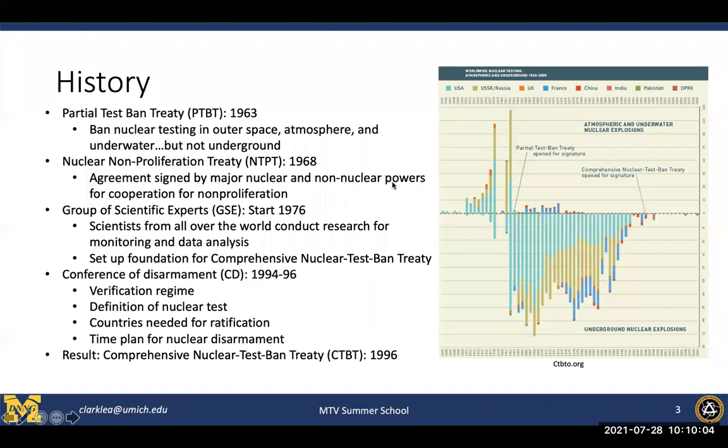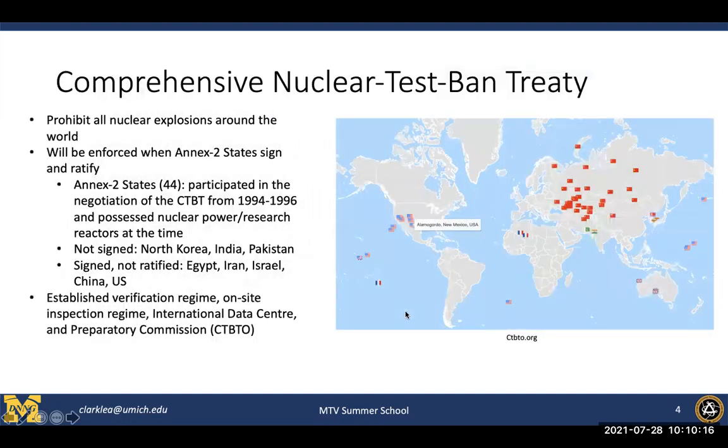But as a result, we have what is called the Comprehensive Nuclear Test Ban Treaty, or as I'm going to refer to it, the CTBT, which was established in 1996. So what exactly is the CTBT? Well, it basically prohibits all nuclear explosions around the world, including testing. From 1945 to 1996, there were actually over 2,000 nuclear explosions that had occurred.